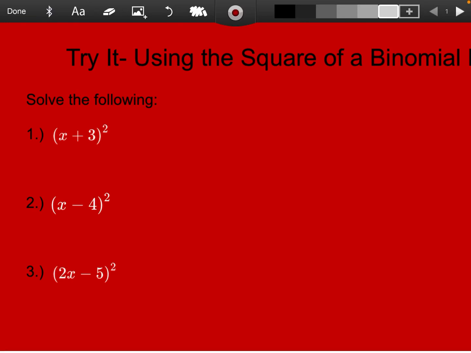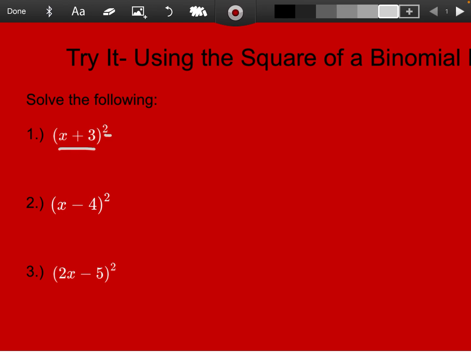Okay, so let's go ahead and discuss some special cases that we might see when we're trying to multiply binomials. One type that you might see is where you have a binomial that is squared. Think back to anytime we have an exponent involved, what that means. Well, in this problem, number one, our base is actually x plus 3, and we're going to square our base.